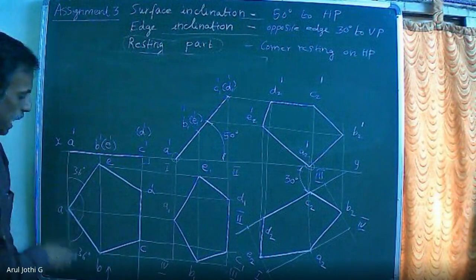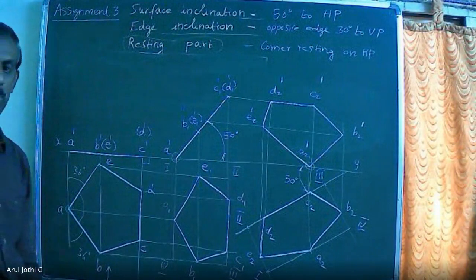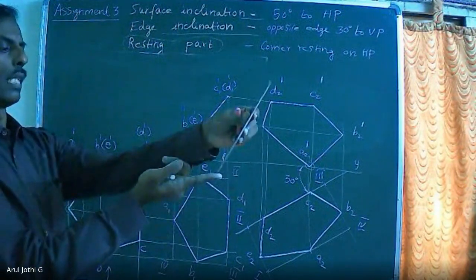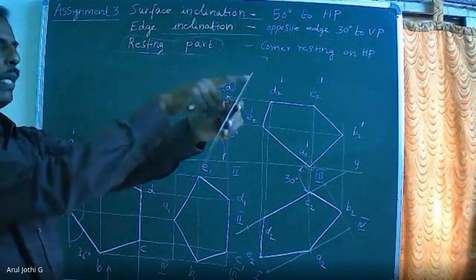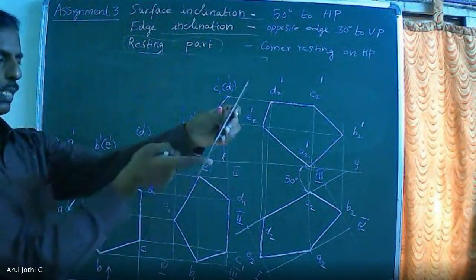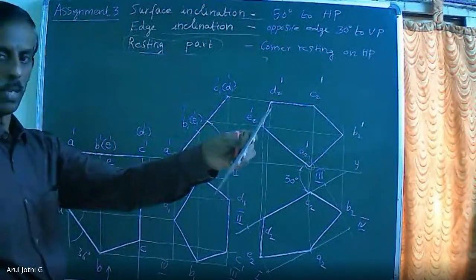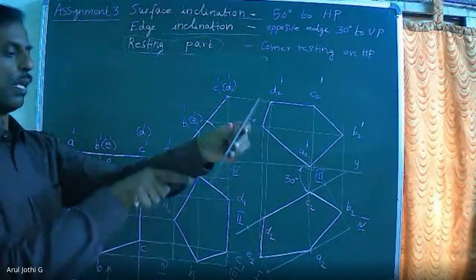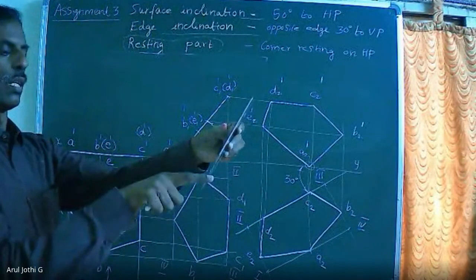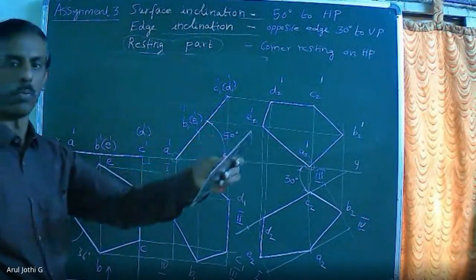Okay, that's what they given here. These two edges are equally inclined to HP. That condition will be given in the problem. Now, one of the corner is resting on HP. When you make this side perpendicular to VP, automatically this angle will be 36, this angle will be 36. That's what given in the problem. Okay. Sometimes they may give the problem like this. One of the corner is resting on HP. The edges containing the resting corners are equally inclined to HP. Like that, they may give the problem.